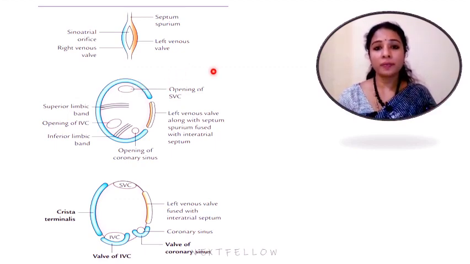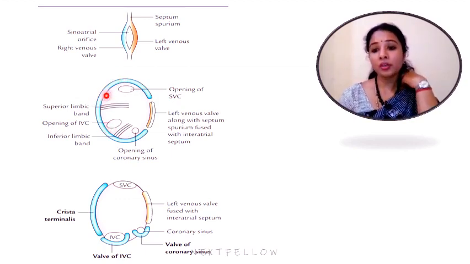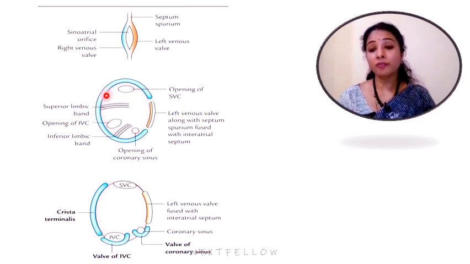Whereas the right venous valve gets greatly stretched out and subdivided into three parts by the formation of two muscular bands, the superior and inferior limbic bands. The three parts from above downwards: it forms the crista terminalis, which I already said just before. The crista terminalis separates the anterior rough part, the primitive atrium, from the posterior smooth part, the sinus venosus.